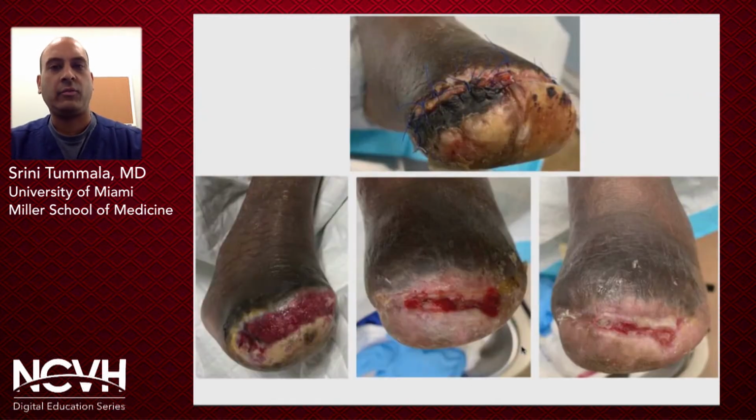And so this really allowed us to get to this point where we have almost complete healing. And hopefully in another few months, we'll have complete healing and prevent her from a major amputation. So that's an example of indirect revascularization.